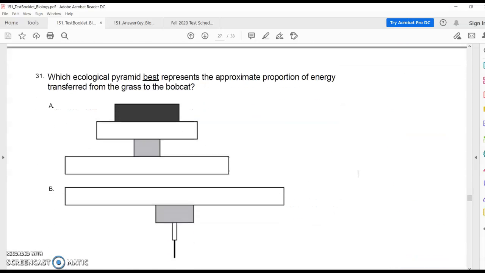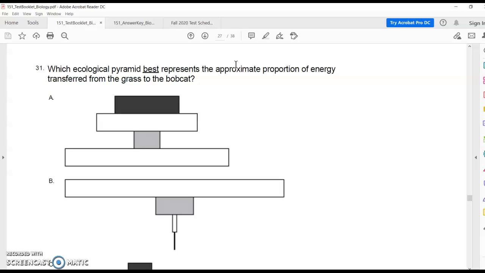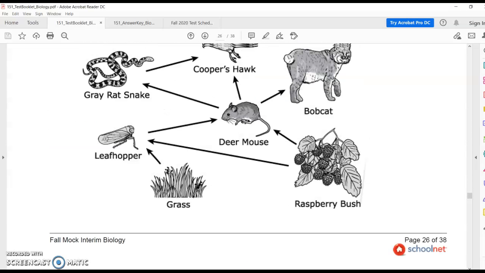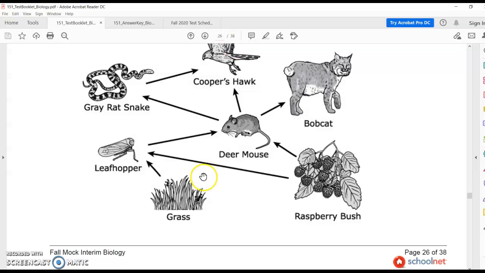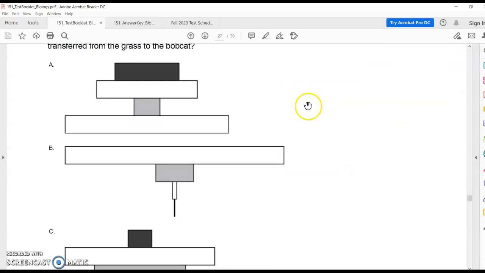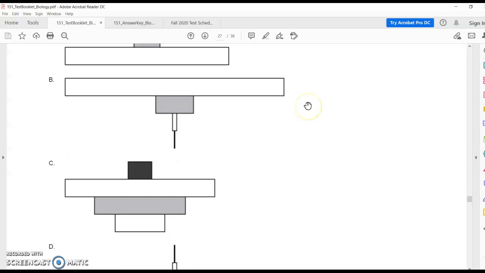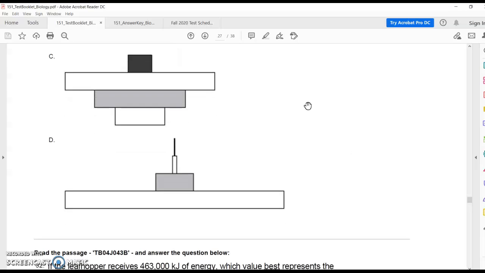next. So question 1 is asking which pyramid shows the correct model of energy transferred from the grass to the bobcat. So we're going from our producer here to one of our top carnivores here. And so the best model, remember, energy decreases as we move up a trophic level. And so the best model there is D. It shows producers having the most and energy decreasing as we go up the trophic level. So the correct answer there is D.